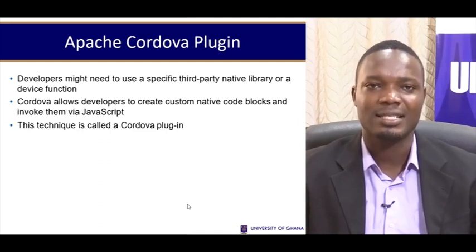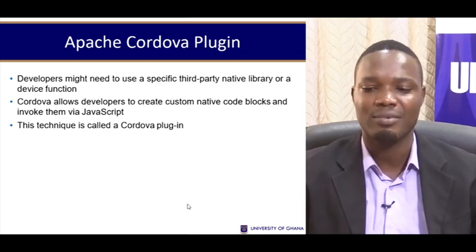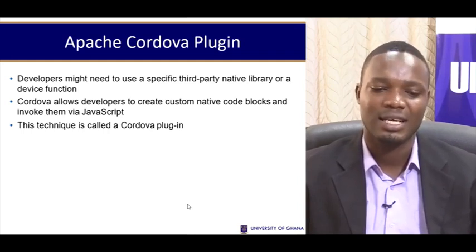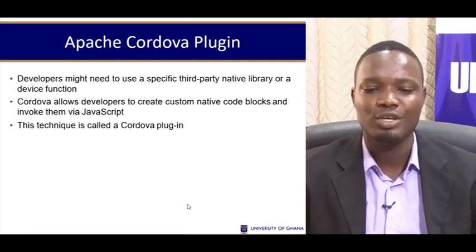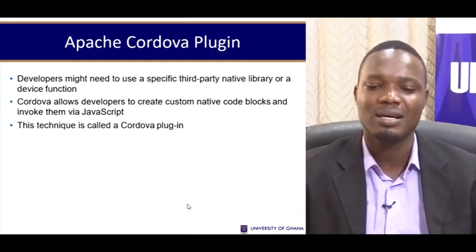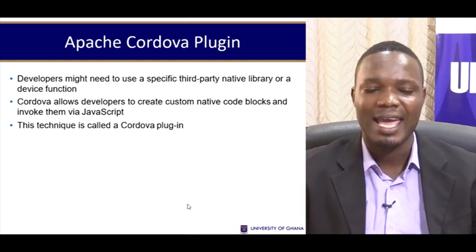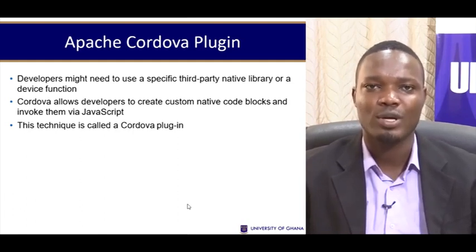Okay, so like I said, sometimes developers might need to use a specific third-party native library or a device function. Now, Cordova is allowing you as a developer to create custom native code blocks and invoke them via JavaScript. This technique is what they call the Cordova plugin.